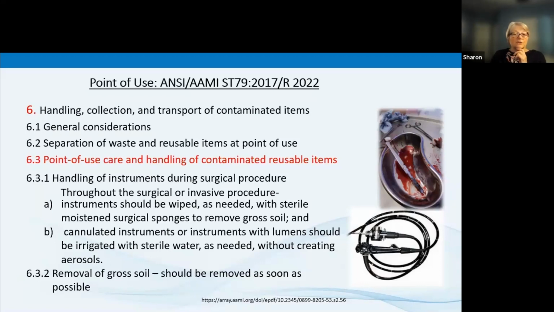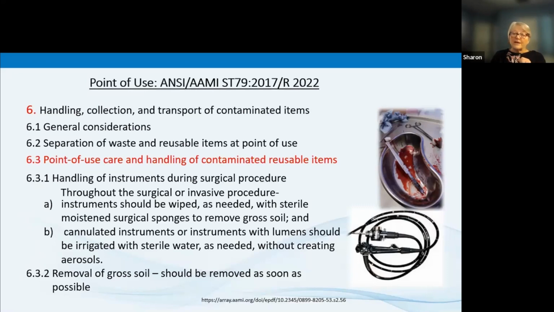And we go down to look at the removal of gross soil. Gross soil should be removed as soon as possible because it reduces the number of microorganisms on the item. It reduces the nutrient material that those microorganisms use to grow. It prevents soils from drying on that equipment. It reduces the potential for environmental contamination by aerosolization or spillage, and it minimizes corrosion risk and damage to devices.